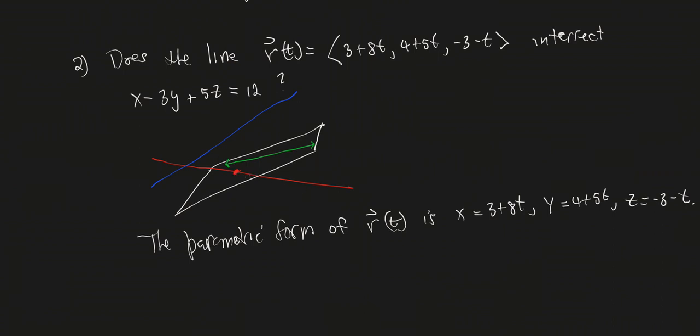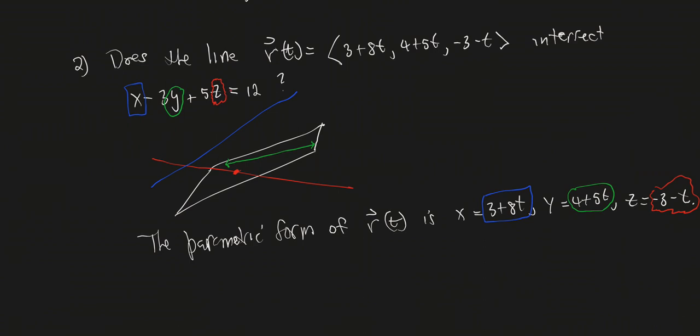So that means these parametric equations of the line would have to satisfy the standard equation of the plane. So to figure out the point of intersection, I'm going to take the x equation and put it right there. Then I'm going to take the y equation and put it right there. And then I'm going to take the z equation and put it right there.